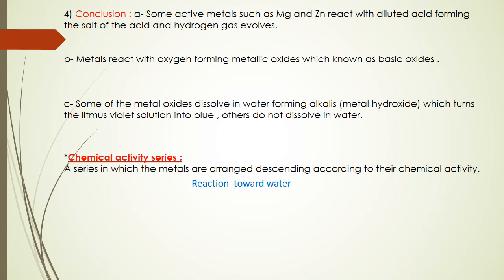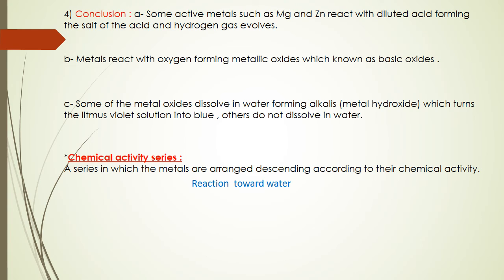So the conclusion: some active metals, such as magnesium and zinc, react with acid and form a salt of the acid and hydrogen gas. Number B, metal reacts with oxygen forming metallic oxide. What is meant by metallic oxide? That means the metal is linked to the oxygen, so it's called metallic oxide. And it has another name, basic oxide.